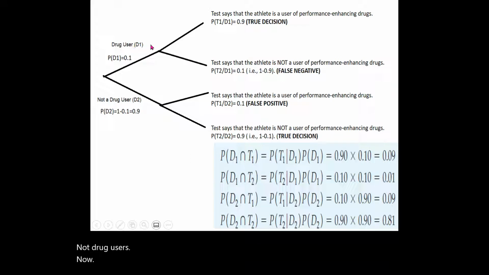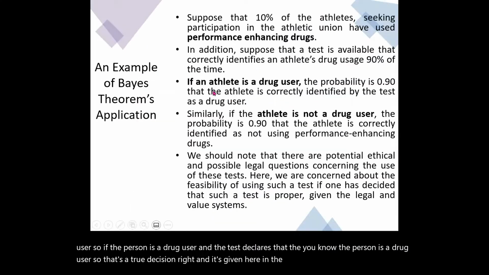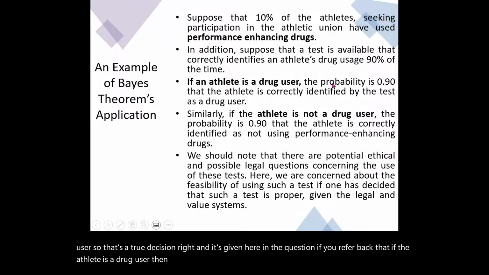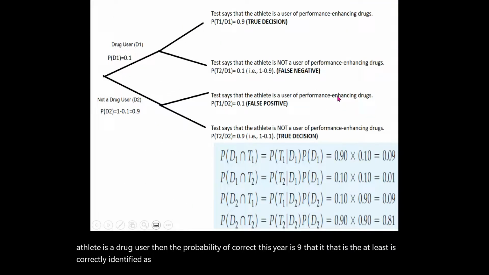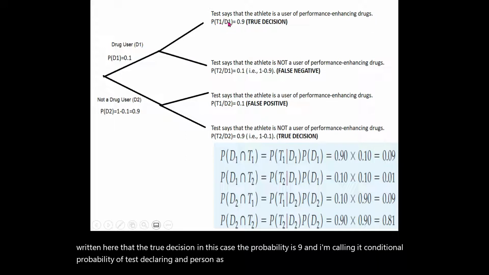Now, irrespective of the status of the athlete, the test can classify the person as a user of drug or non-user. So if the person is a drug user and the test declares that the person is a drug user, that's a true decision, right? And it's given in the question that if the athlete is a drug user, then the probability of a correct decision is 0.9, that is the athlete is correctly identified as a drug user. So that's why I have written here that for the true decision the probability is 0.9, and I'm calling it the conditional probability of the test declaring a person as a user given that he is a user. So this is a true decision.